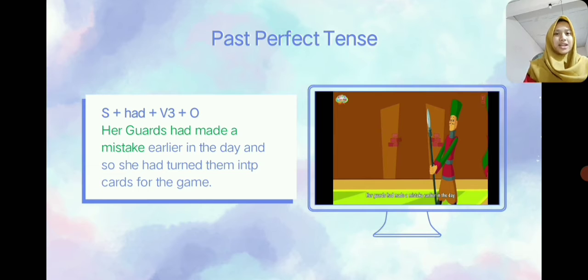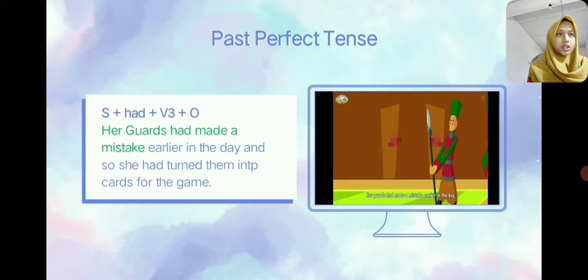Past perfect tense has the formula: subject plus had plus verb 3 plus object. The example sentence: "Her guards had made a mistake earlier in the day and so she had turned them into cards for the game." Her guard is the subject, had made is had plus verb 3, a mistake is the object. She refers to the king, is the subject, had turned is had plus verb 3, them is the object.